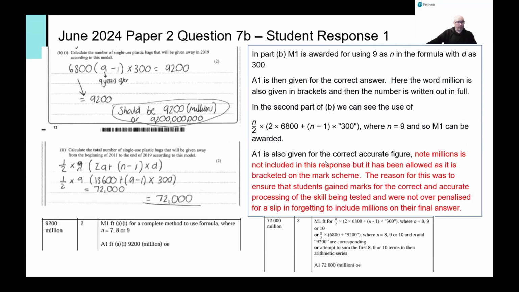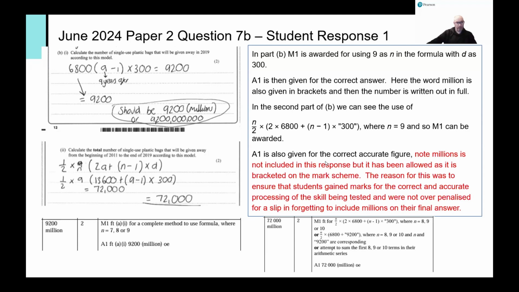Next response is part B here. In part B, we've got that the M1 is awarded because they've used 9 as N in the formula and D is 300. They've got the correct answer. And then we've also got the next method mark awarded as well, and they've got the final accuracy mark as well.